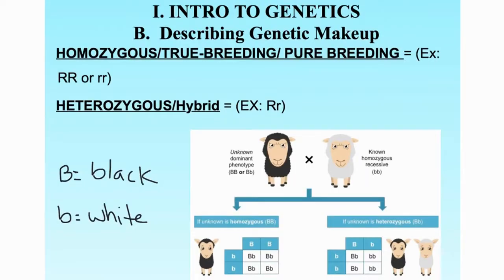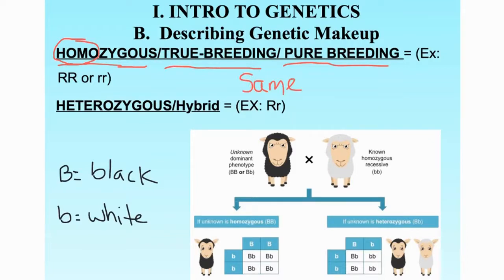All right, a couple more key terms here. This is how you describe an organism's genotype, its combination of alleles. Well, one term you can use is called homozygous. Now the prefix homo means same. So homozygous, true breeding, and pure breeding all mean that you have two of the same alleles.